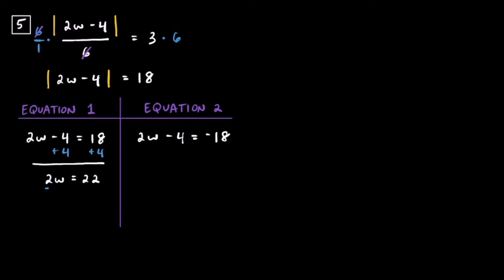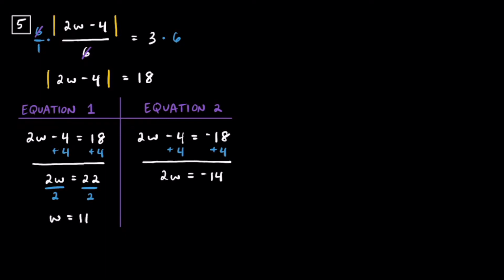And using the division property of equality, let's get a coefficient of 1. Let's say that 2w divided by 2 is just 1w, or w, and 22 divided by 2 is 11. For the equation on the right, let's go ahead and use the addition property of equality again and add 4 to both sides of the equation. And when we do that, we're left with 2w is equal to, that should be negative 14.